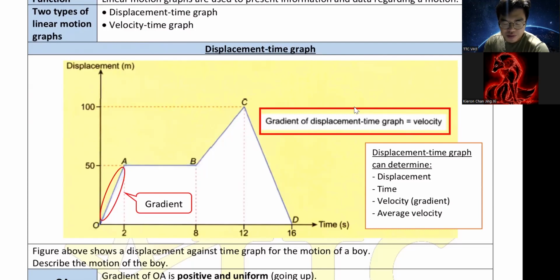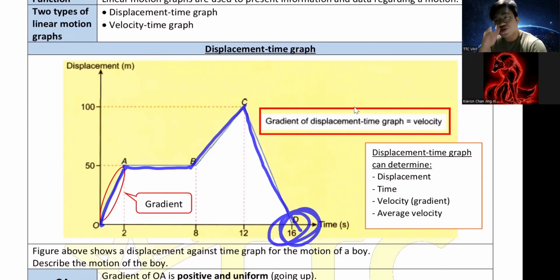Because you see, positive gradient, positive velocity. Positive velocity means the car goes forward. Zero gradient, zero velocity means the car stays. Positive gradient again, positive velocity again, the car goes forward again. Negative gradient, negative velocity, so the car goes backward. Everything is done with a steady speed: steady speed forward, stay, steady speed forward, steady speed backward to the original point.